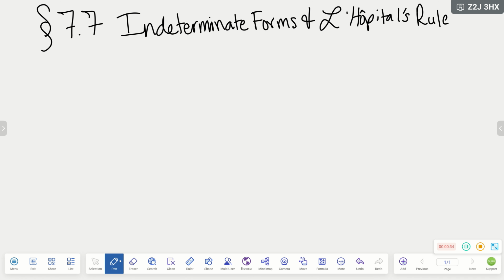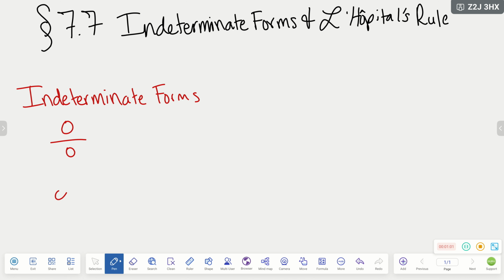So the first indeterminate forms that we're going to talk about look like this. Indeterminate, which means you can't determine them, basically. Indeterminate is 0 over 0. So you can't divide 0 by 0, and infinity over infinity.